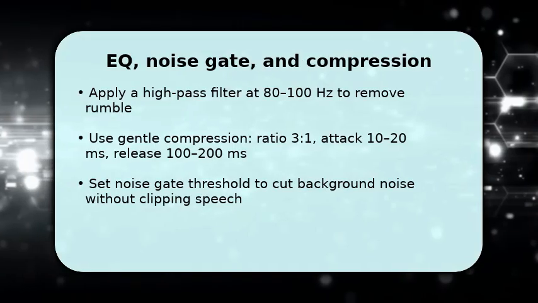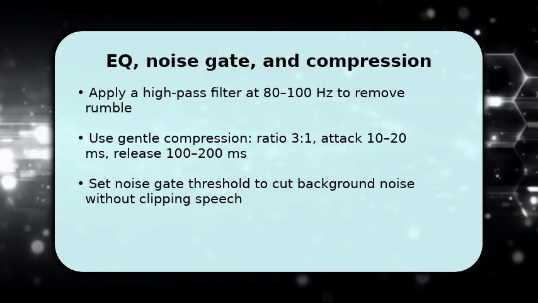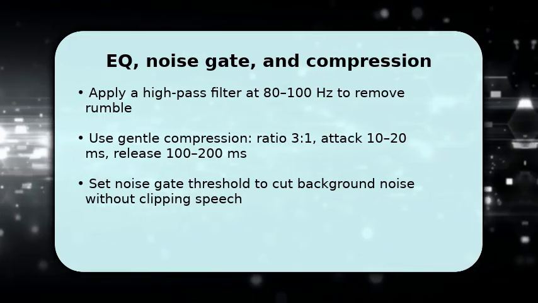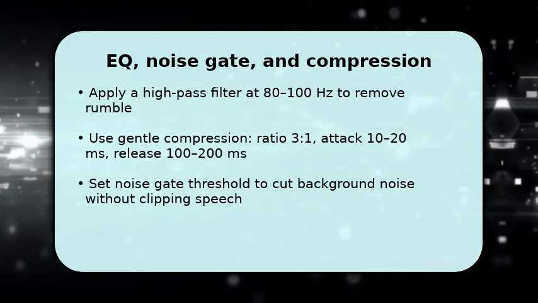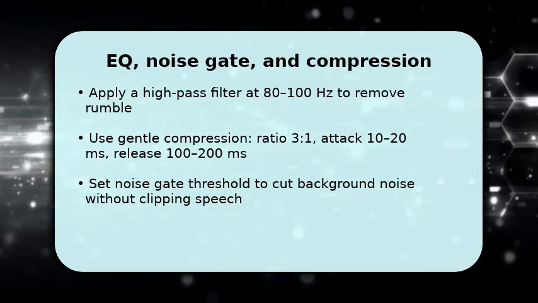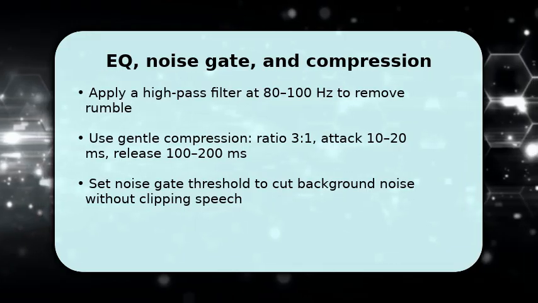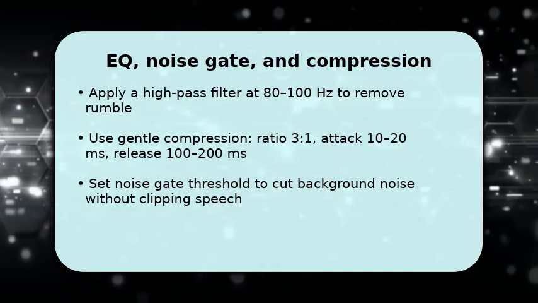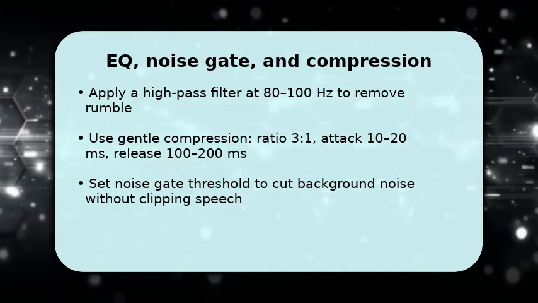Now shape the sound with equalization and dynamics. Apply a high-pass filter around 80 to 100 Hz to eliminate desk rumble and HVAC low end. Boost slightly around 3 to 4 kHz for clarity and reduce boxy mids if needed. Small boosts work best. Add gentle compression, around 3 to 1 with a medium attack and release, to even out levels so quieter words remain audible.